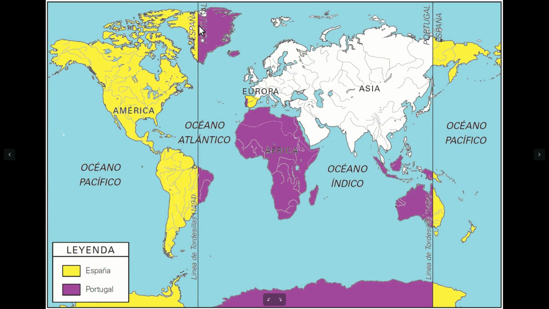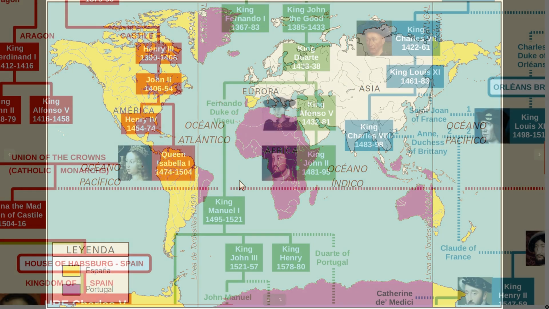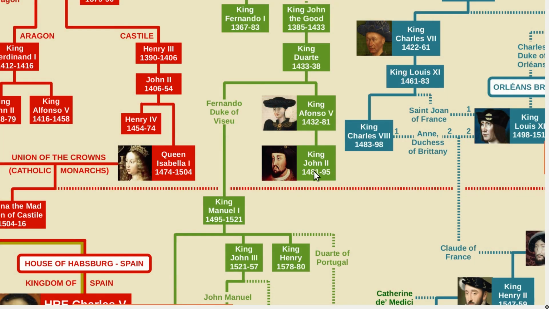The Treaty of Tordesillas drew a line on the world map and said that Spain could claim all the lands on this side of the line and Portugal on this side of the line. And of course, the indigenous people living in all those lands didn't get a say in this. Back to the family tree chart.